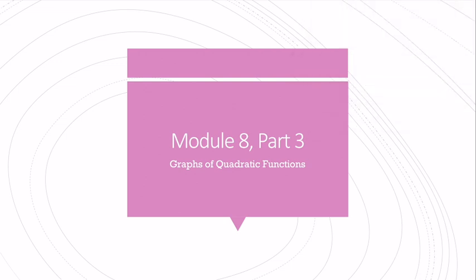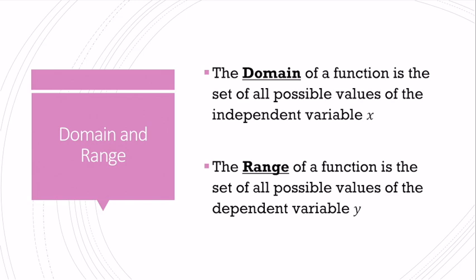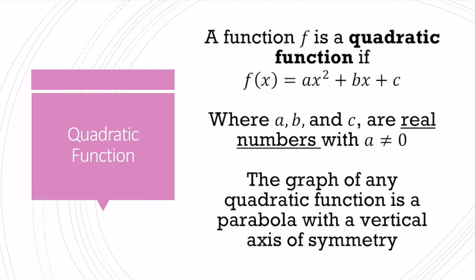So friendly reminder, I think I include this slide in almost every PowerPoint, but the domain of a function is the set of all possible x values, and the range of a function is the set of all possible y values. So we've got our domain, that's our x's, and our range, that's our y's. And a function is a quadratic function if it is in this form: f of x equals ax squared plus bx plus c.